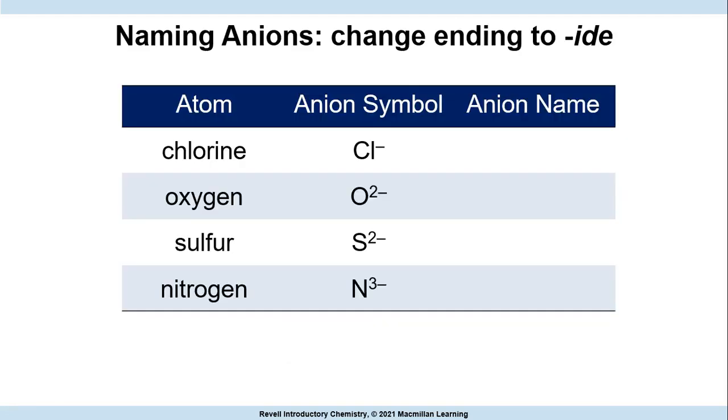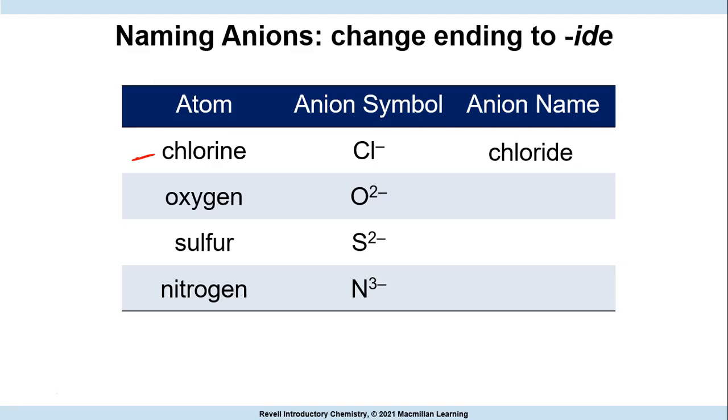Now, let's see how we can name the anions. We have to change the ending to IDE. For example, the first atom here is chlorine. The anion will be Cl- because it's in group 7. You need just 1 electron to attain the octet. So when it has that 1 electron, the anion name is going to be called chloride. It ends with IDE.